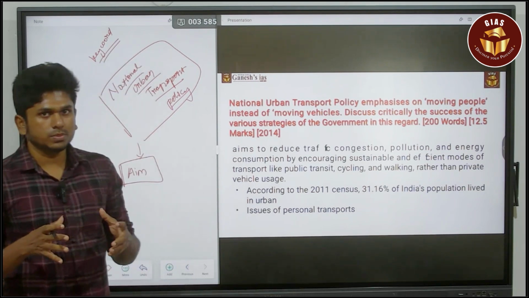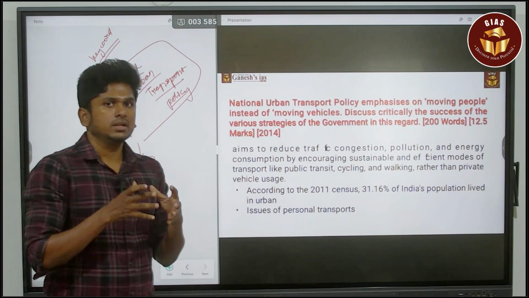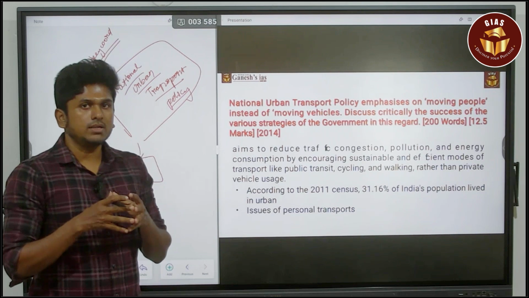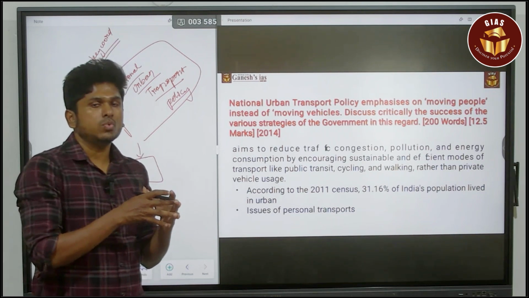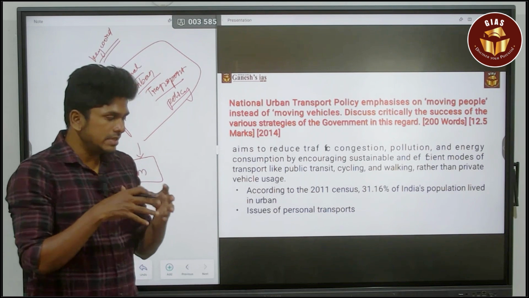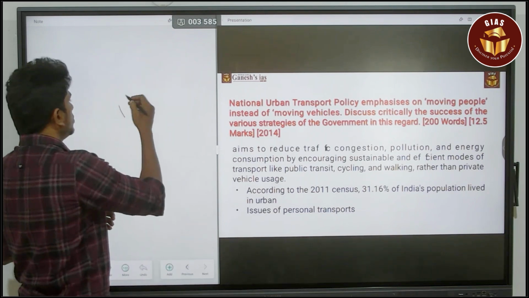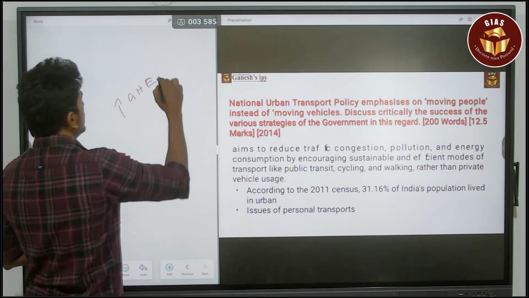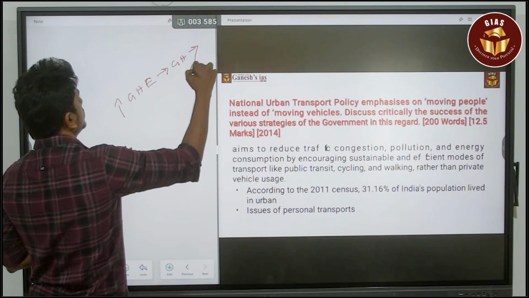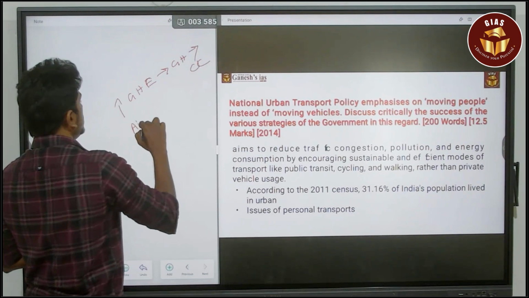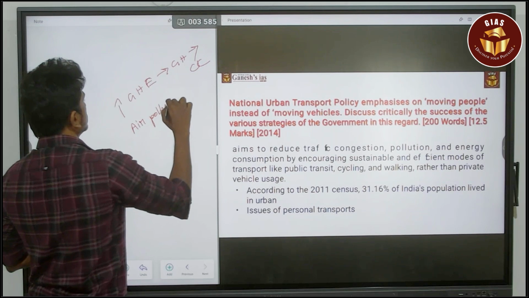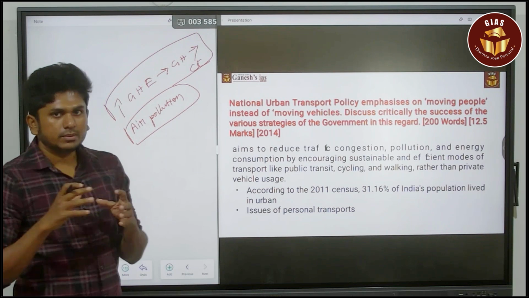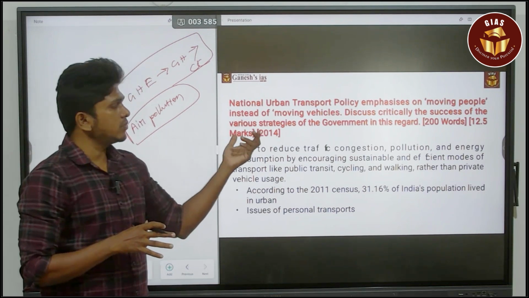The idea is so simple. It is to push the urban population to use public transport or pedestrian ways, not their own vehicle. The reason is simple. If you use your own vehicle, it increases greenhouse gas emissions. That leads to global warming, that leads to climate change, and it also leads to the issue of air pollution. To overcome all this, they gave the idea of the National Urban Transport Policy.